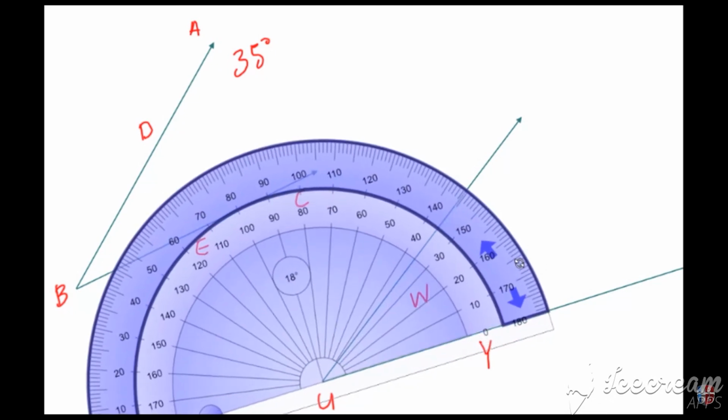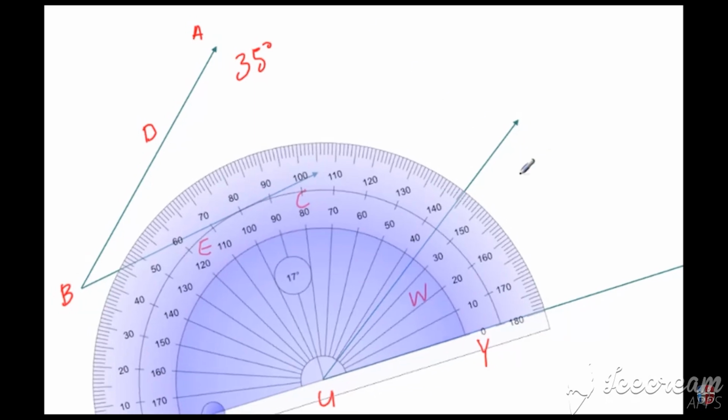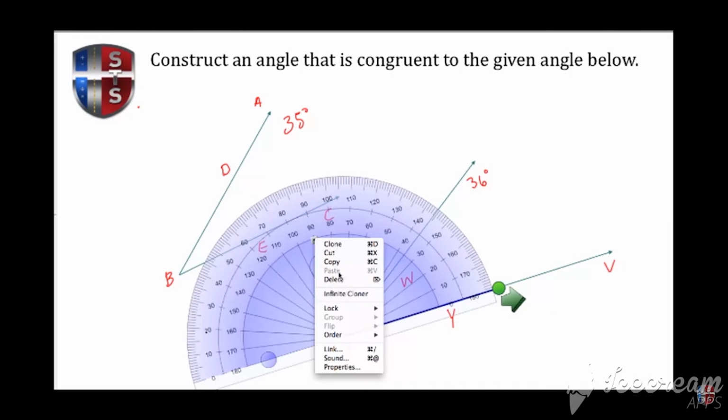Again, we're going to line up 0 degrees on ray UV, and we're going to measure this acute angle, and we see that it's just past 35. I'm going to go ahead and call it 36 degrees. So we're within our margin of error, so we'll consider this to be a success. Alright, that concludes this video by Spell Tutorial.